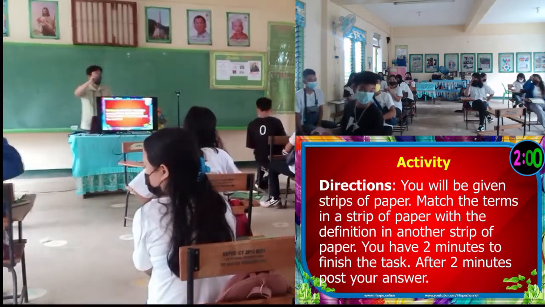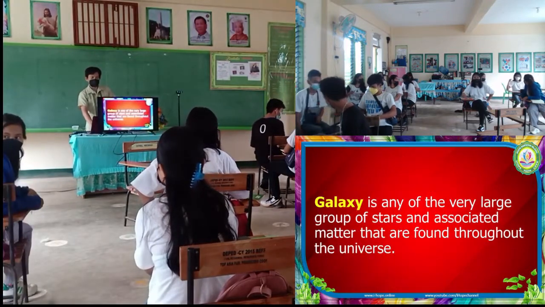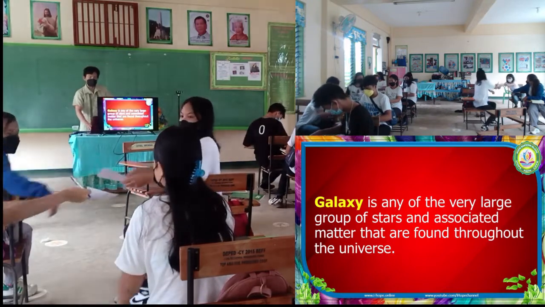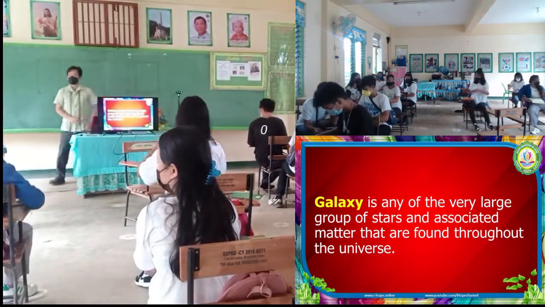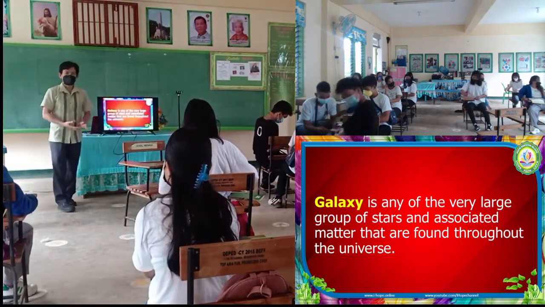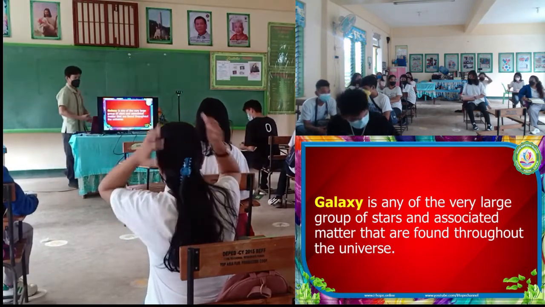Okay, go ahead. The first term is galaxy, which is any of the very large group of stars and associated matter that are found throughout the universe. So, a galaxy is made up of stars and solar systems. Our solar system is part of a galaxy, the Milky Way galaxy.